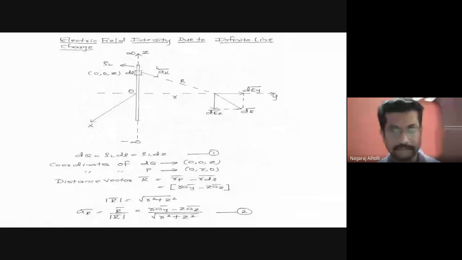Here it is, dE bar is equal to dE2. Sorry. dE bar is our main equation, that is dq divided by 4 pi epsilon r square into r bar. This is our equation, what we have written here. That is, q divided by 4 pi epsilon naught r square into r bar divided by magnitude of r bar. Okay, this is our equation for electric field intensity.